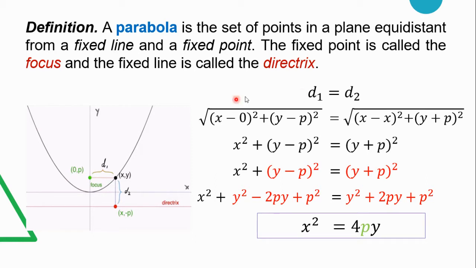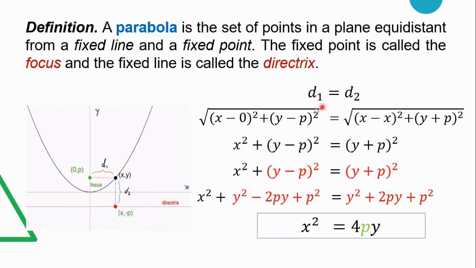So, we have D1. The coordinates of D1 are (0, p) and (x, y). So we compute the distance: x minus 0 and then y minus p, then squared. The same with D sub 2, whose coordinates are (x, y) and (x, negative p). So, x minus x and then y plus p.